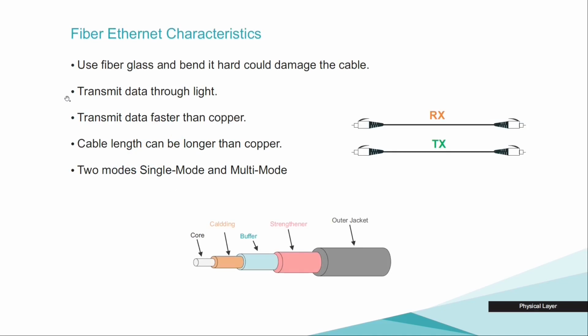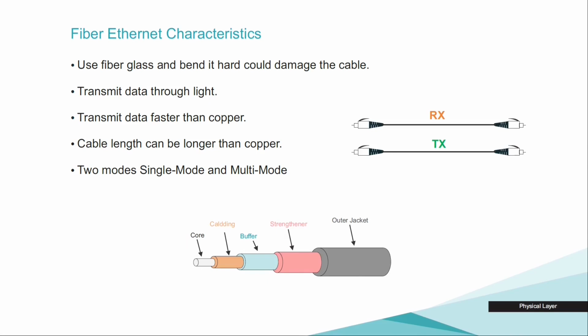So let's discuss the fiber Ethernet cable. The fiber Ethernet cable uses glass, and bending it hard could damage the cable. So we have to be very careful when we are using fiber cable. As you can see here, the core is responsible for transmitting the data, and it's shielded with multiple layers. So there is an outer jacket, a strengthener, a buffer, cabling, all of that to protect the core.